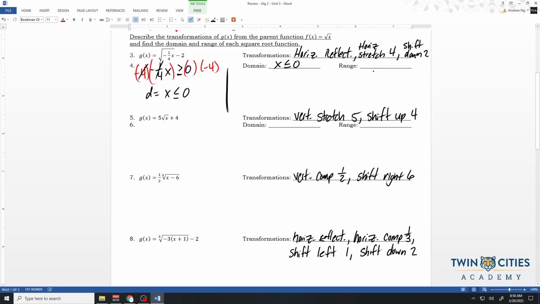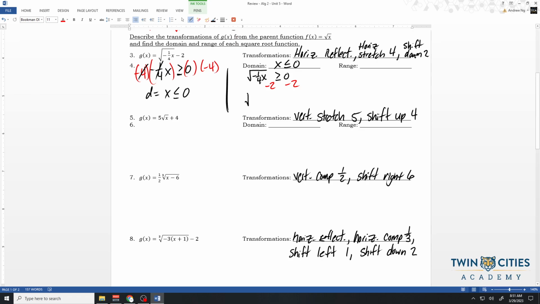For the range, what I do here is I set the entire square root of negative 1/4 x greater than or equal to 0. And then what I want to do is build up the function so that it looks exactly the same as what g of x is. So I ask, what's missing? Well, what's missing is this minus 2 at the very end. So if I were to give it this minus 2 over here, I would also need to subtract 2 over here.